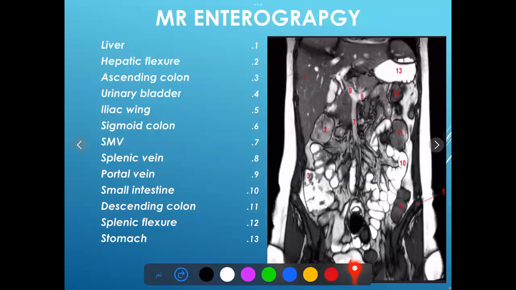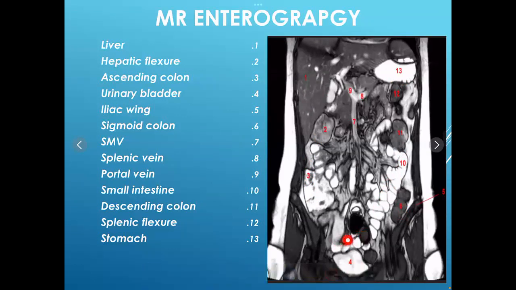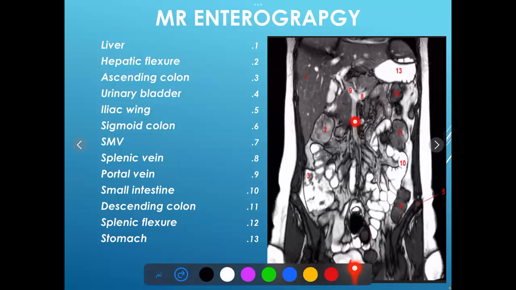This is MR enterography showing the liver and the stomach. This is the hepatic flexure and splenic flexure. This is the ascending colon and this is the descending colon. Here we see the sigmoid and the urinary bladder. This is the superior mesenteric vein uniting with the splenic vein to form the portal vein.